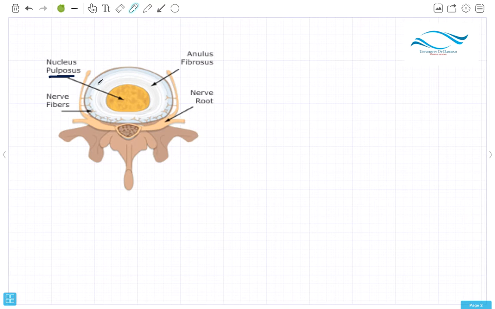It is around the nucleus pulposus. So again, we have the nucleus pulposus and then we have the annulus fibrosus. This is the very basic anatomy of the disc. The nucleus pulposus is like a jelly, not literally jelly. So yes, nucleus pulposus and then the annulus fibrosus.